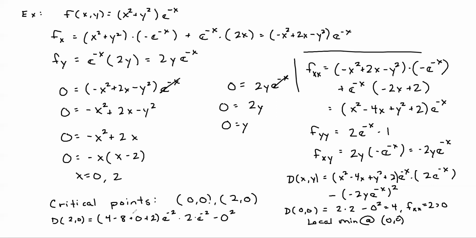All right, and so what is that? So that's 4 minus 8 is negative 4 plus 2. We got negative 2. Negative 2 times positive 2. So we're going to have negative 4 e to the negative 2 times e to the negative 2. Not that that matters, but that's going to be e to the negative 4. And so that's less than 0. So because of that, we have a saddle point at 2 comma 0.